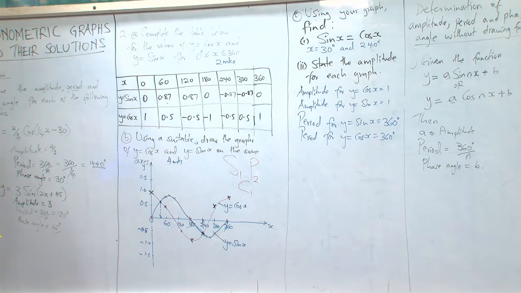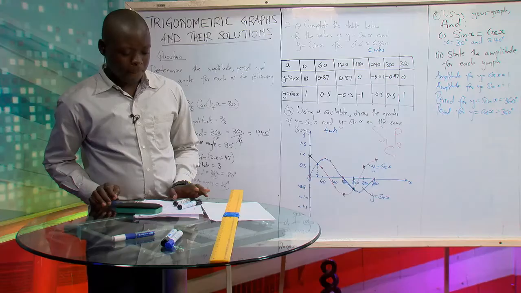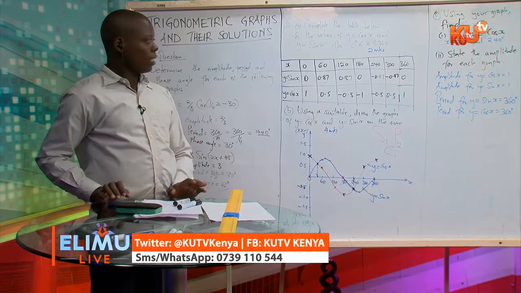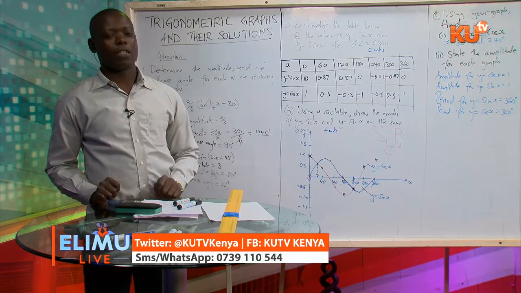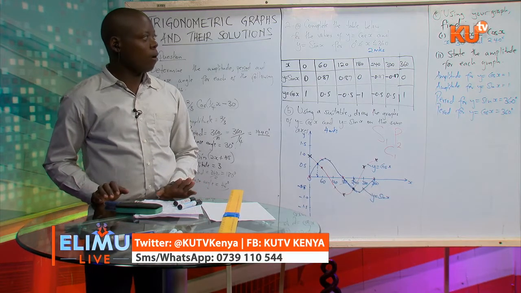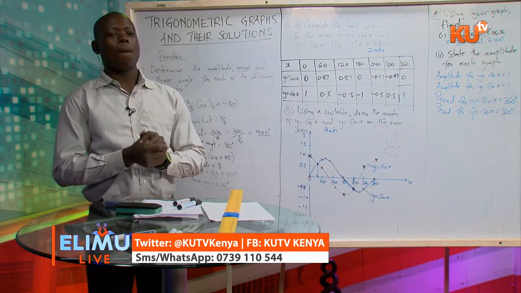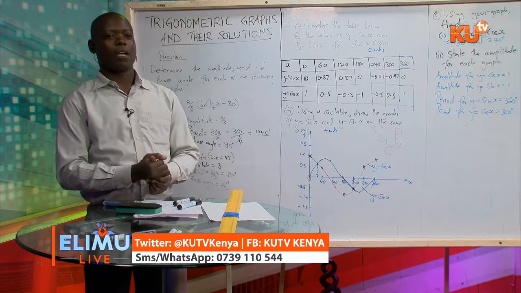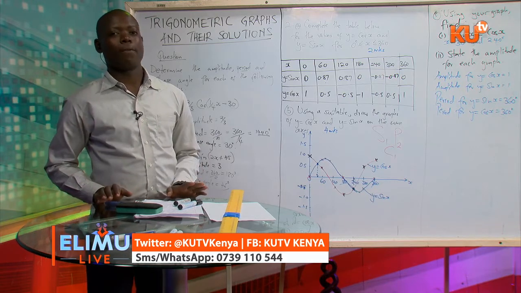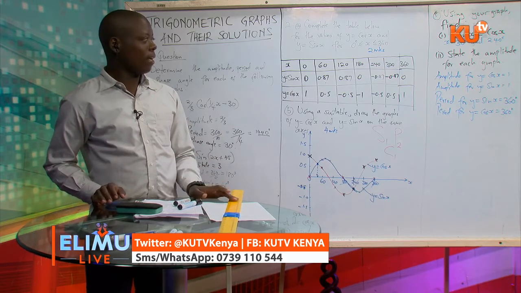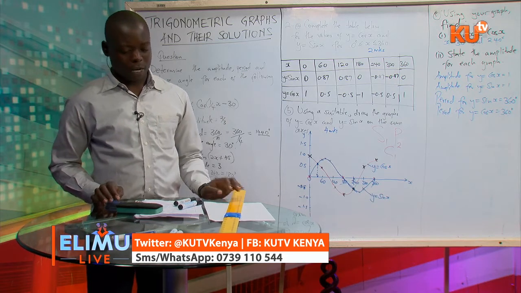So that is what we need to know when we are revising trigonometric graphs. Know how to identify the amplitude, period, and phase angle without drawing the graphs. And number 2, when you draw the graph, how do you identify the 3 from your graph?